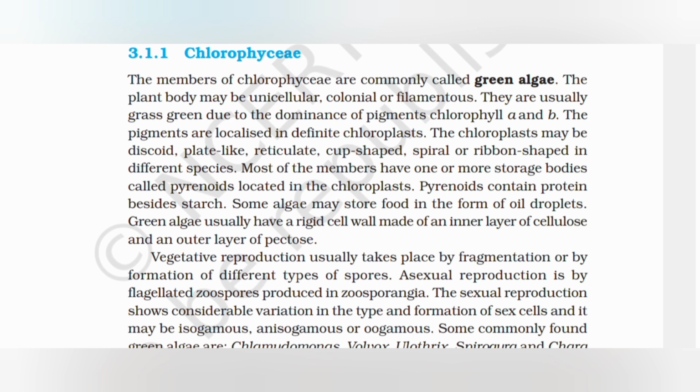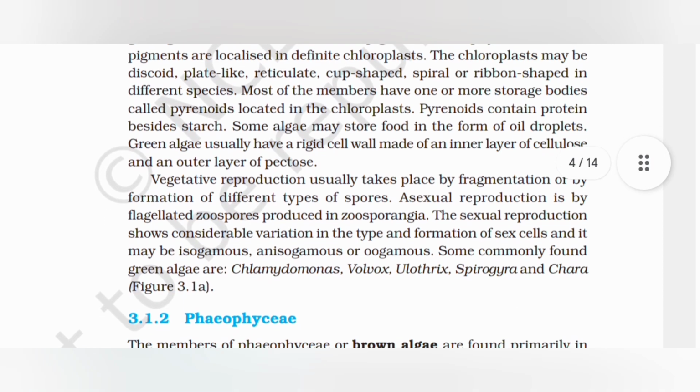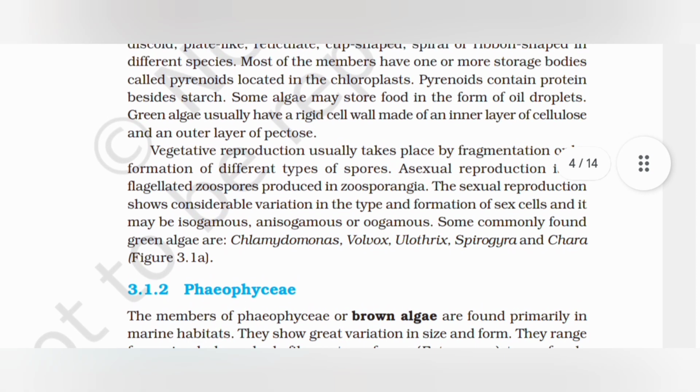Green algae usually have a rigid cell wall made of an inner layer of cellulose and an outer layer of pectose. Vegetative reproduction usually takes place by fragmentation or by formation of different types of spores. Asexual reproduction is by flagellated zoospores produced in zoosporangia. The sexual reproduction shows considerable variation in the type of formation of sex cells, and it may be isogamous, anisogamous or oogamous. Some commonly found green algae are Chlamydomonas, Volvox, Ulothrix, Spirogyra and Chara. Figure 3.1a.